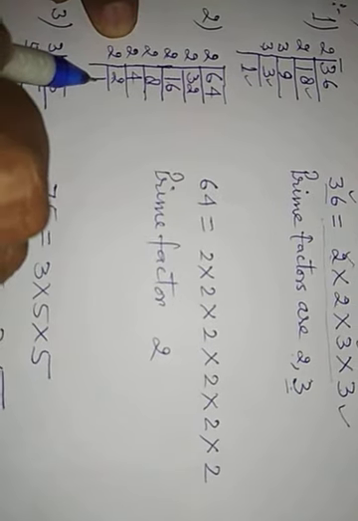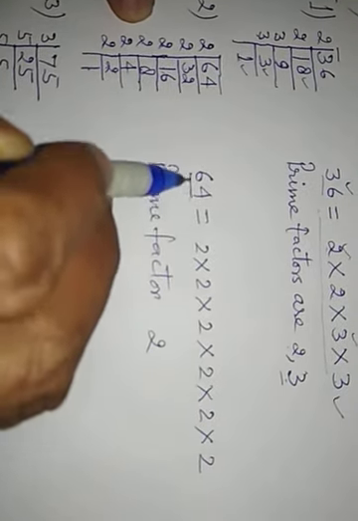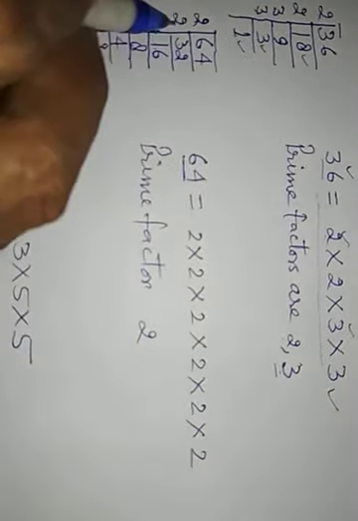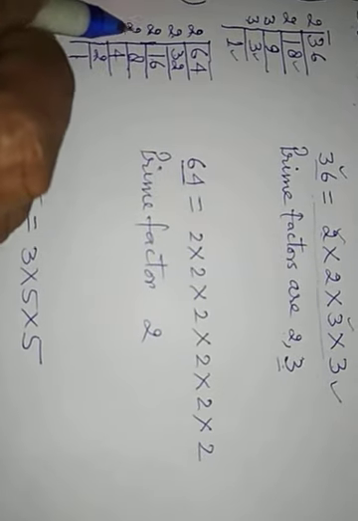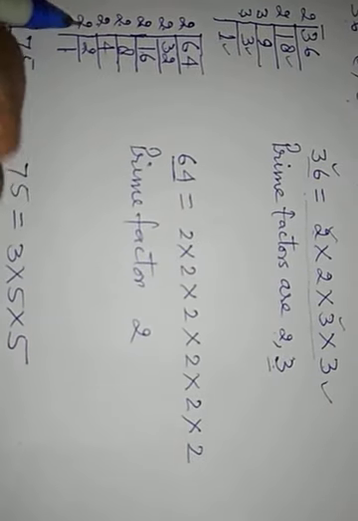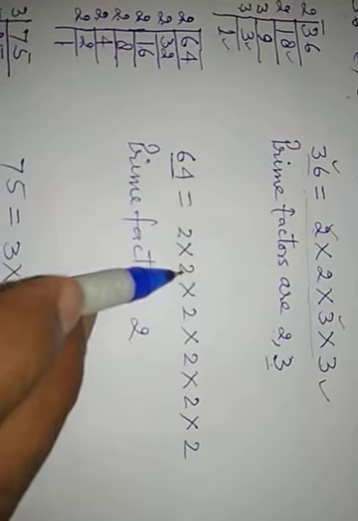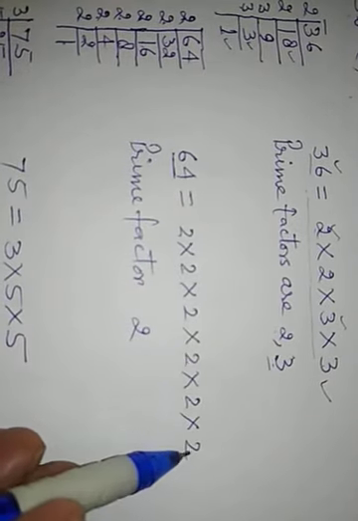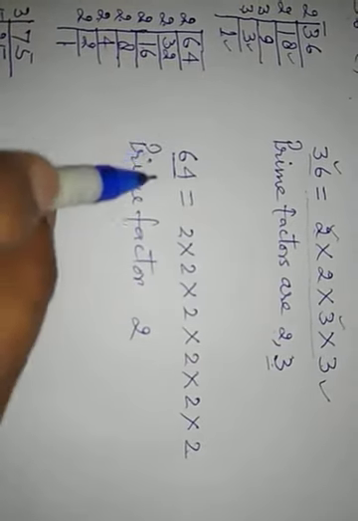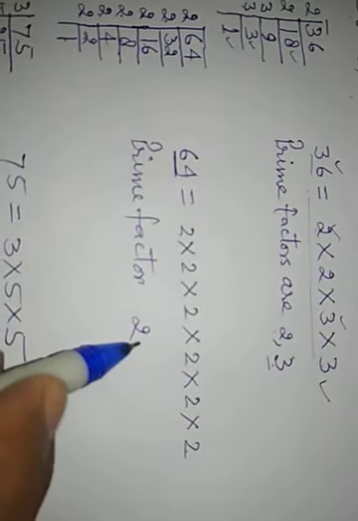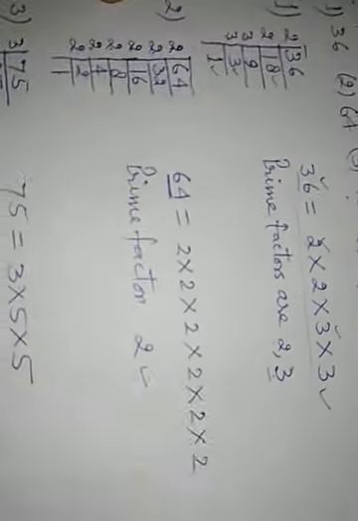2 1 are 2. So in this way 64 can be written as 2 into 2 into 2 into 2 into 2 into 2. So this is the prime factorization of 64. The prime factor is 2. Only one time you will write.